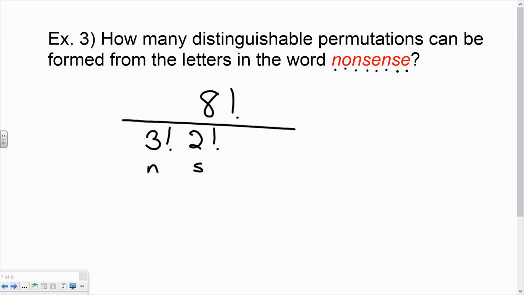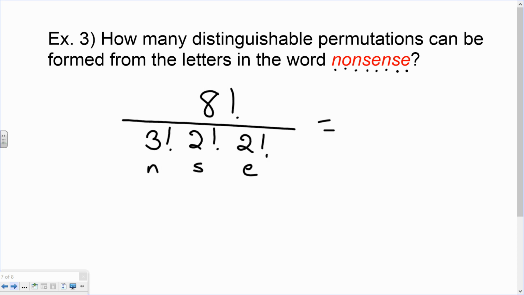Abby? S. Are N's and S's the only letters that repeat? And how many E's do I have? So what do I do with 2? I divide by 2 factorial. Anything else that repeats? So we have them all.